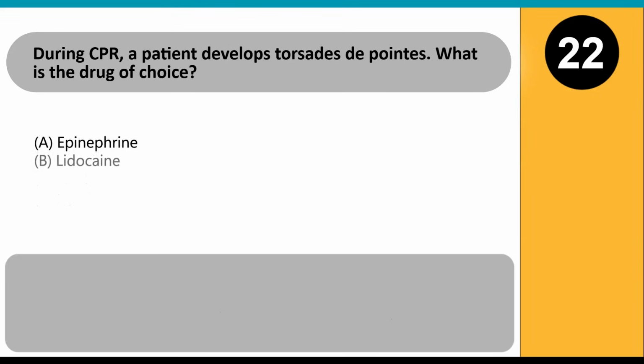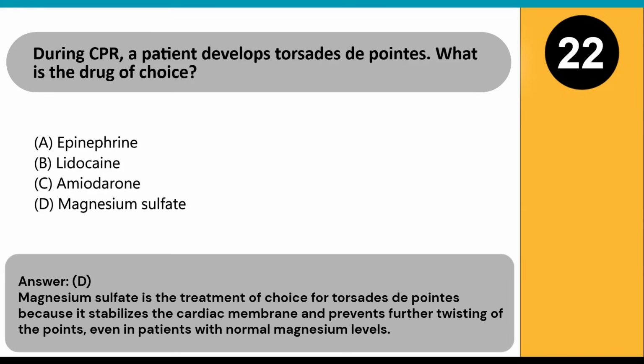During CPR, a patient develops torsades de pointes. What is the drug of choice? A. Epinephrine. B. Lidocaine. C. Amiodarone. D. Magnesium sulfate. Answer: D. Magnesium sulfate is the treatment of choice for torsades de pointes because it stabilizes the cardiac membrane and prevents further twisting of the points, even in patients with normal magnesium levels.